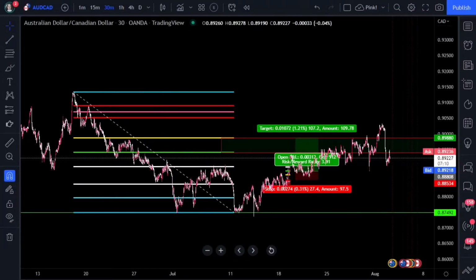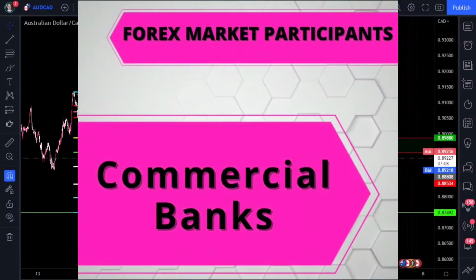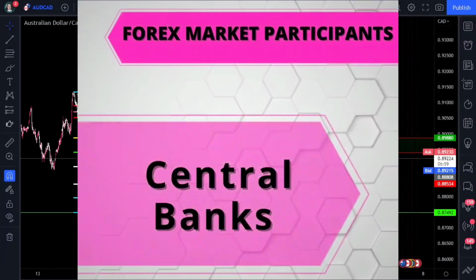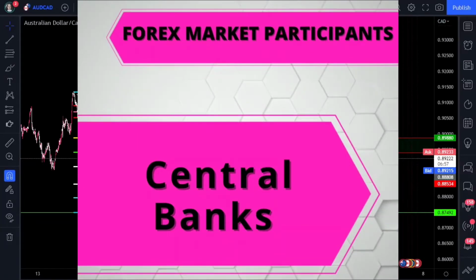Okay, so let's start with commercial banks. They carry the main volume for the Forex market. They do a lot of things that make the market move. Then we have central banks. They provide financial services to the government and the commercial banks of their countries. So they pretty much fund the first type.